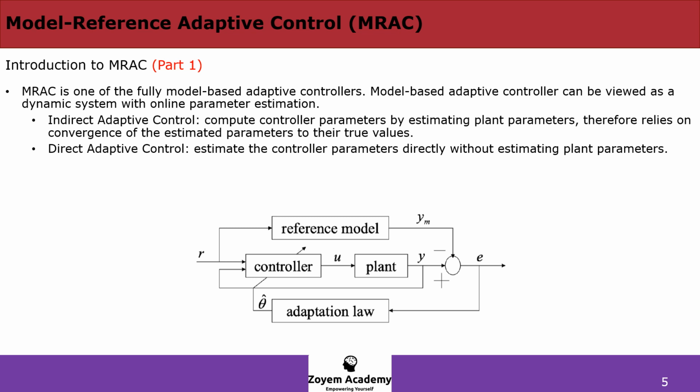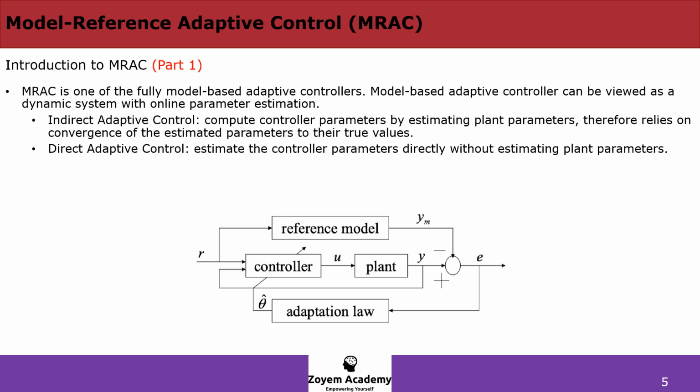Now, the main difference is that in direct adaptive control, we are estimating the control parameters without actually estimating the plant parameters. So in some sense, we are assuming that the plant parameters are known and constant. While in the indirect adaptive control method, we compute the control parameters by also estimating the plant parameters. And so we therefore rely on convergence of the estimated parameters to their true values.